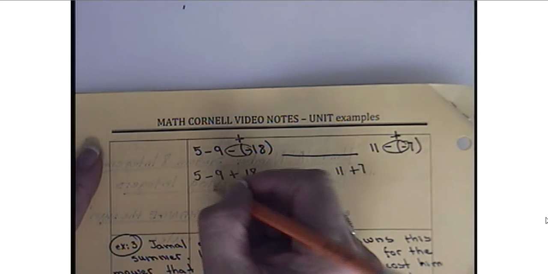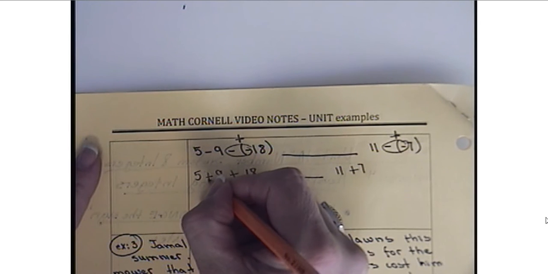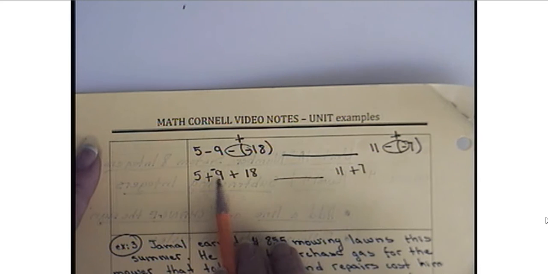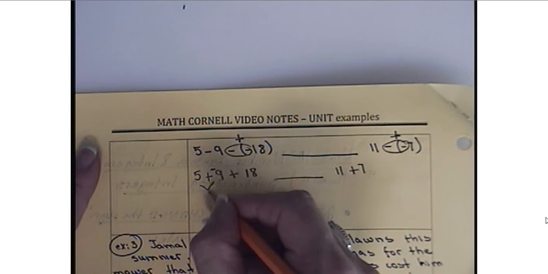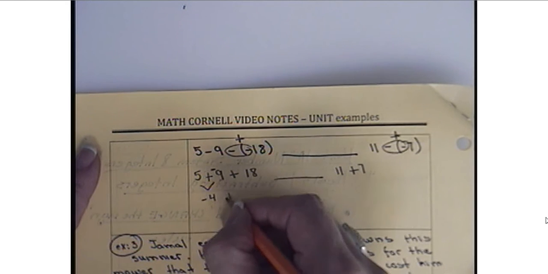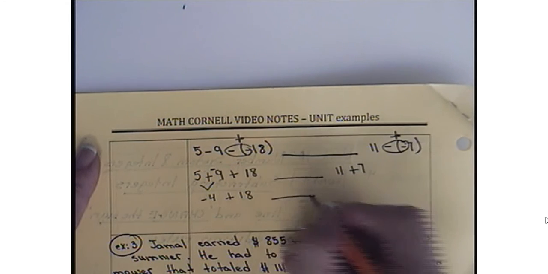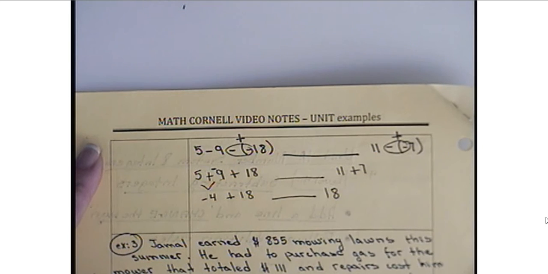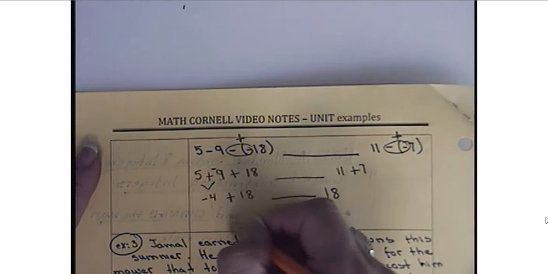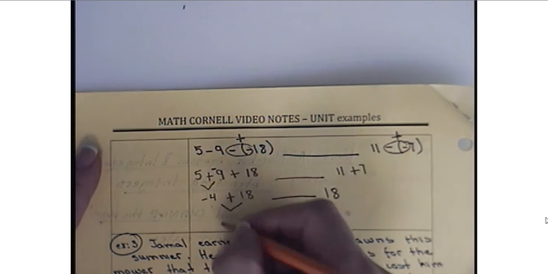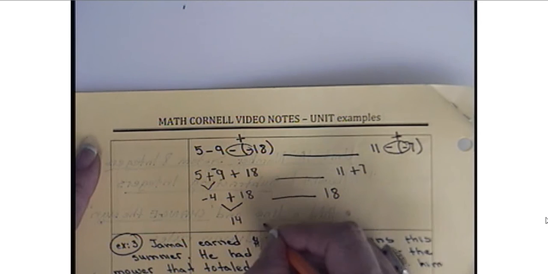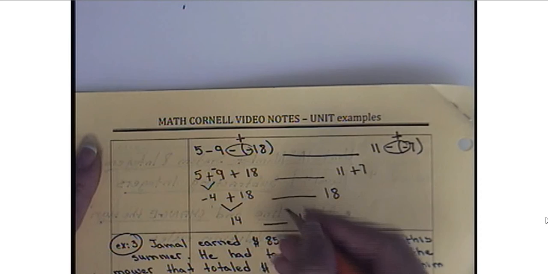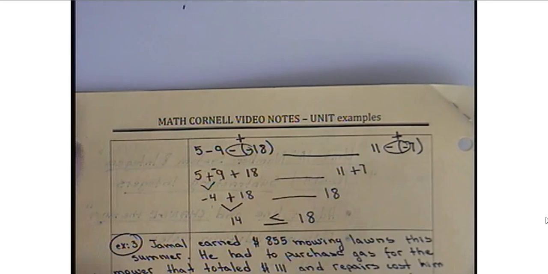Alright, well, let's start solving. 5 minus 9, in this case we change that to plus, and this becomes negative. So 5 plus negative 9 is equal to negative 4, plus 18, open space, 11 plus 7 is 18. Okay, we'll do one more step because we're not done with this one. Negative 4 plus 18 is positive 14. Open space 18. Which one is larger between 14 and 18? Well, 18 is the larger number.